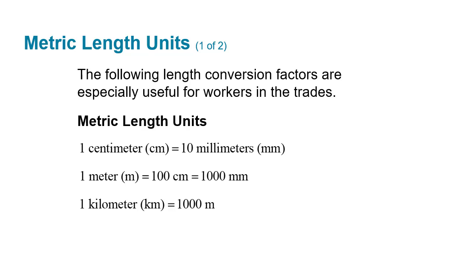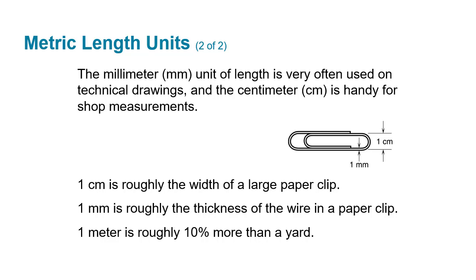So as I said before, the standard name for a length in the metric system is the meter, and then everything is built off of that. Some examples of what these mean, right? 1 centimeter is roughly the width of a paper clip, and then 1 millimeter is roughly the thickness of the wire that makes up a paper clip. And then, as I said before, a meter is about 10% more than a yard. So it's just a little bit bigger than a yard.